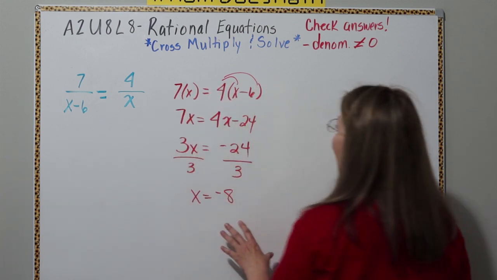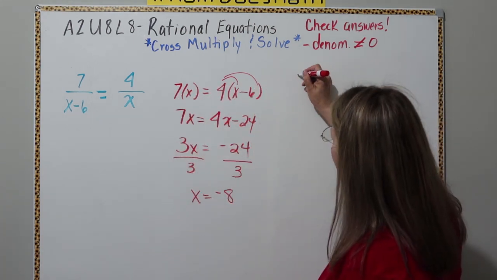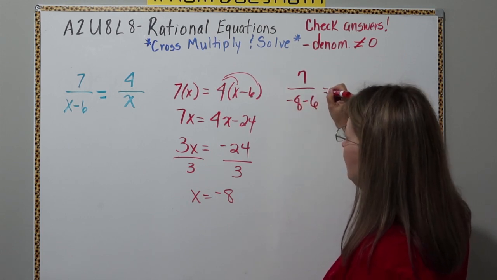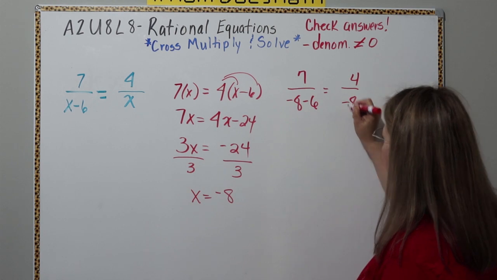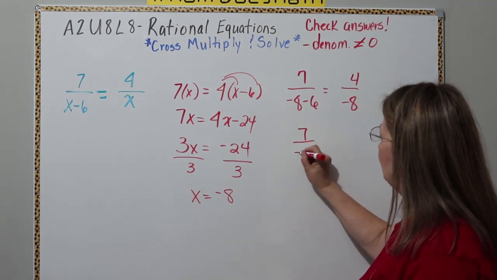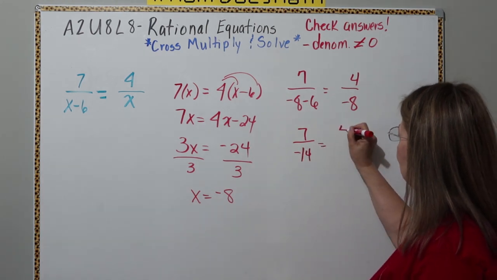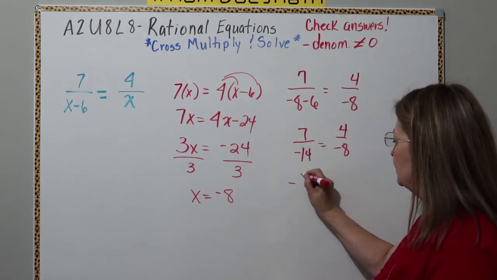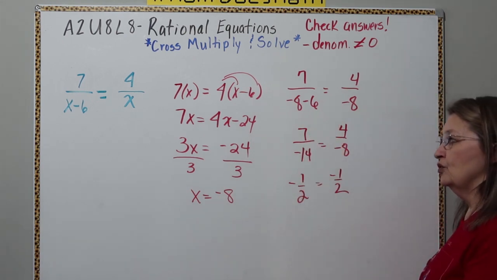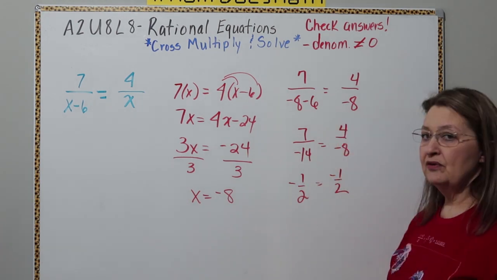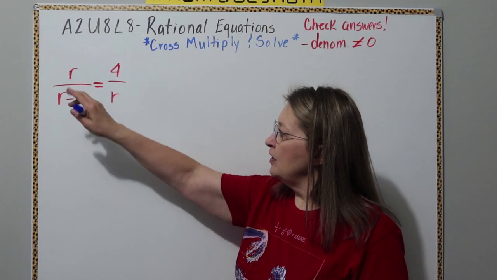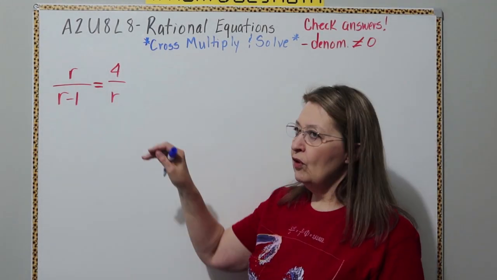Now, let me check my answer to see if this is correct. If I fill that in for all the x's, I've got 7 over negative 8 minus 6 equals 4 over negative 8. So here I have 7 over negative 14 equals 4 over negative 8. Reducing gives you negative 1/2 equals negative 1/2. So the answer works, and it does not create a 0 in the denominator. So that's your answer.